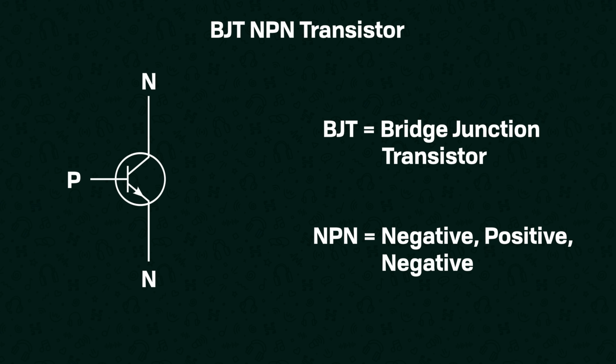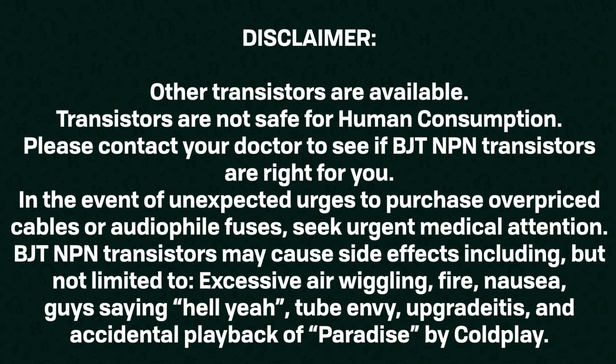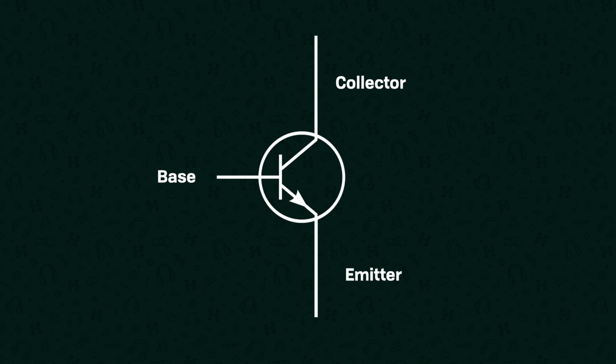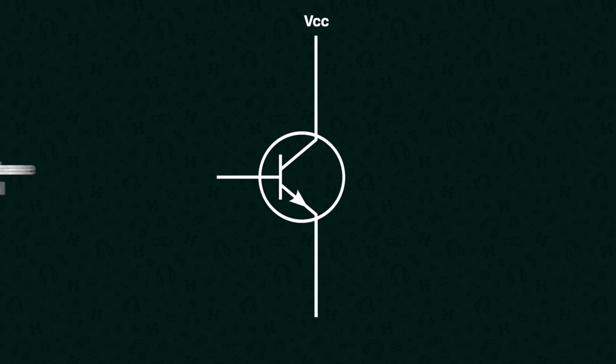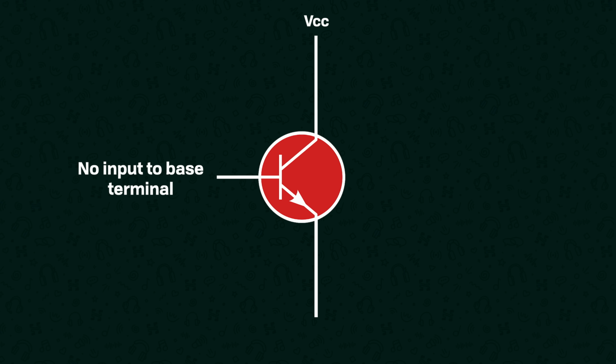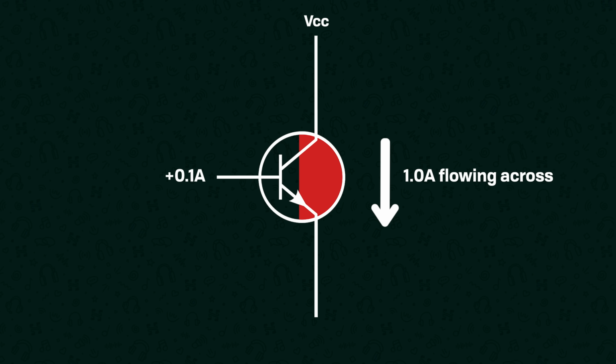Let's look at a classic BJT NPN transistor. Other transistors are available. Here we apply a constant DC voltage, VCC, to the collector, and current is allowed to flow from the collector to the emitter when the transistor is on. If there is nothing flowing into the base, then the transistor is off, and it acts as an insulator, and prevents current from flowing from the collector to the emitter. If you apply an input current to the base, this opens the valve and allows a larger current to flow from the collector to the emitter. The more you apply to the base, the more current flows across the transistor.